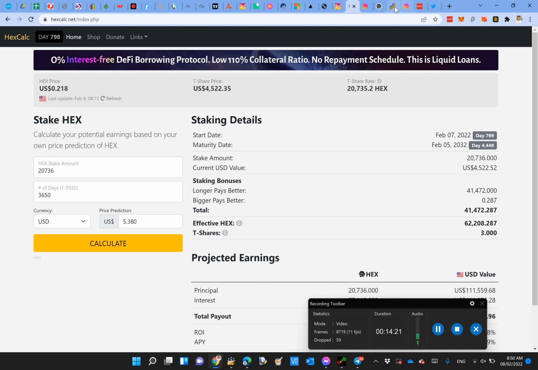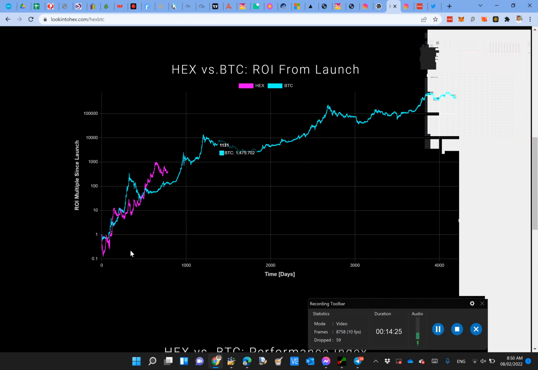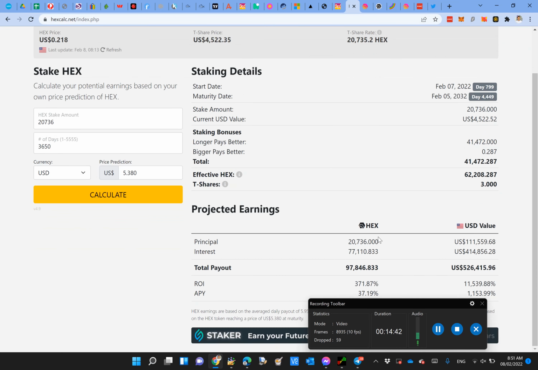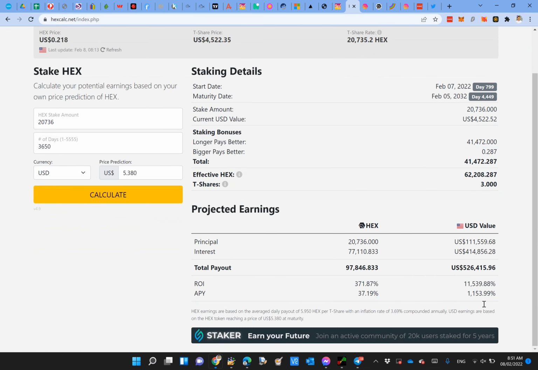But if you take profit early, like here, you see a bit of gain, you take profit, you're going to miss out on all this mad gain after that. So the key is never sell, and that's why Richard has designed this beautifully, in that you never have to sell your hex to benefit from it. You can basically just live off your interest, just this interest here.